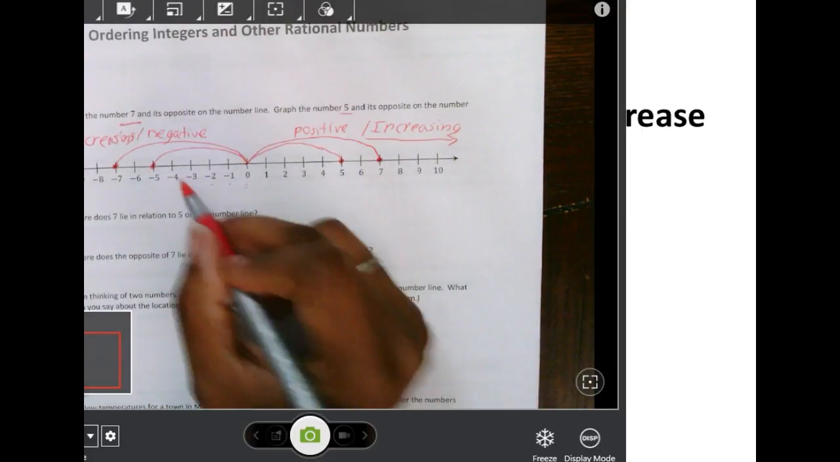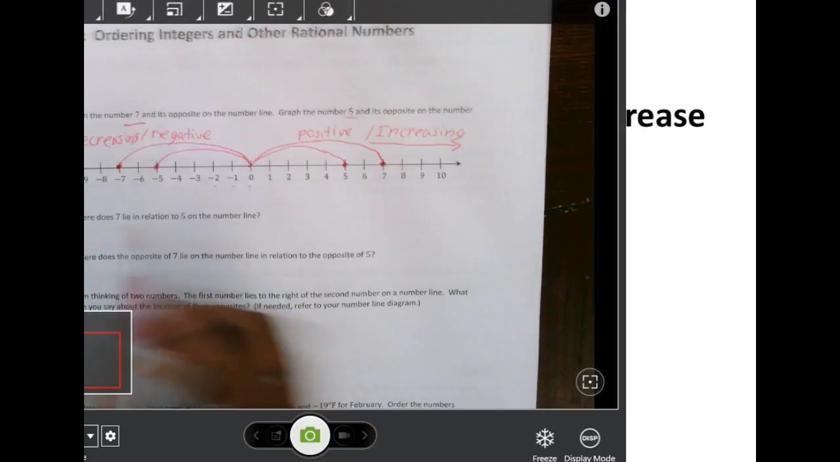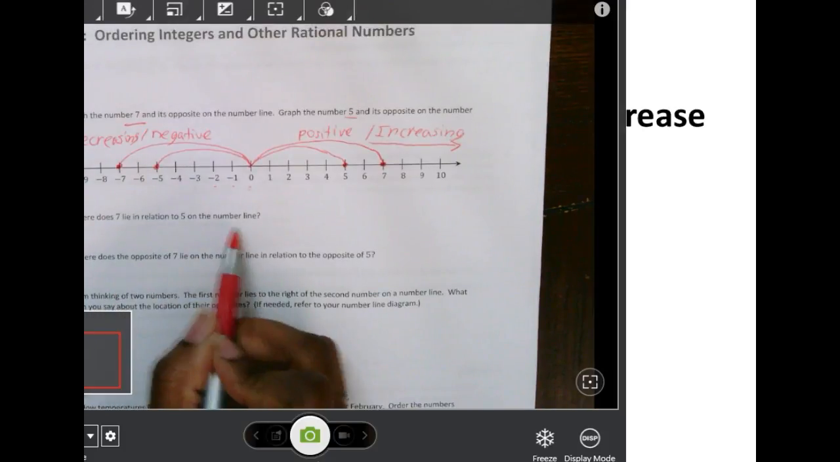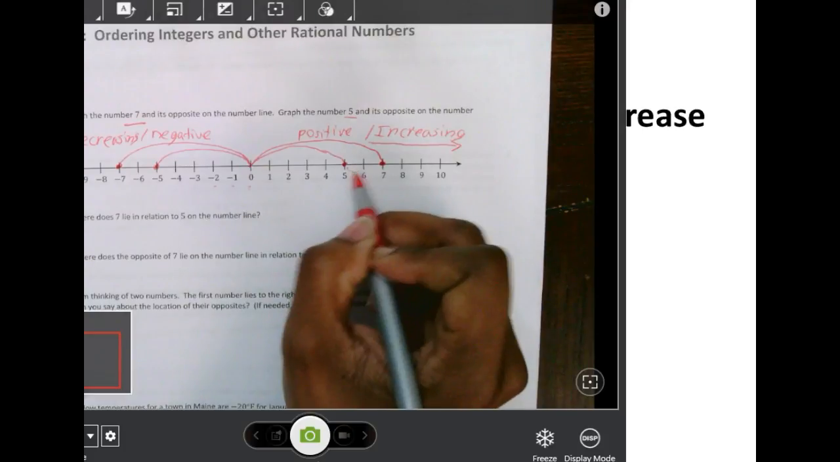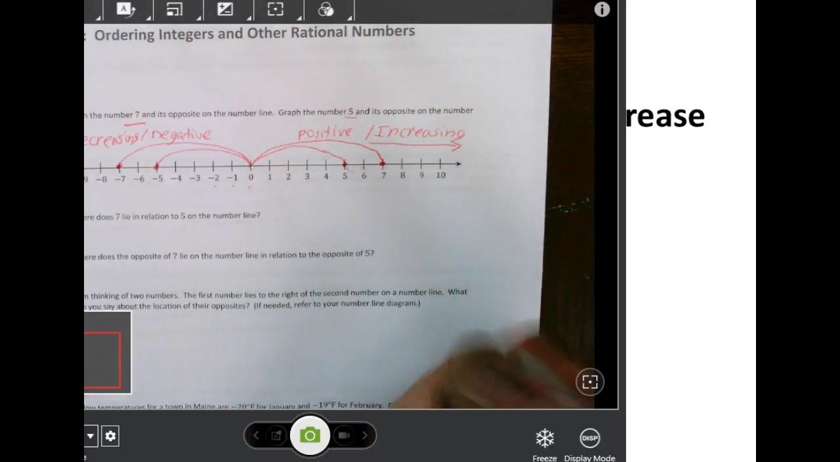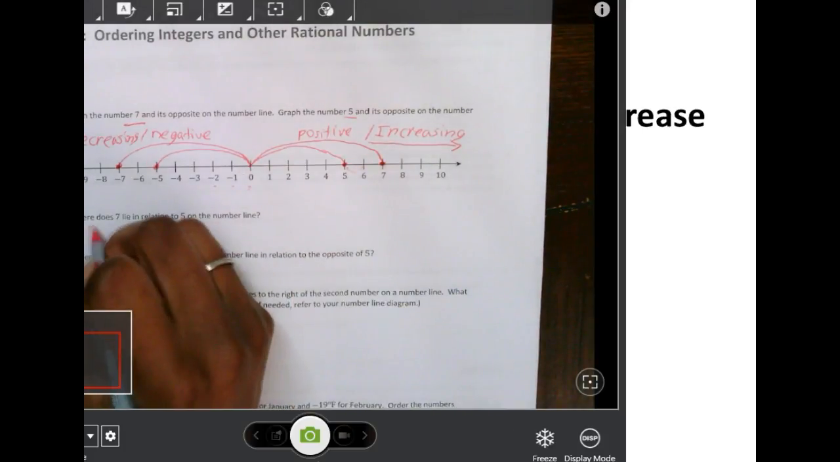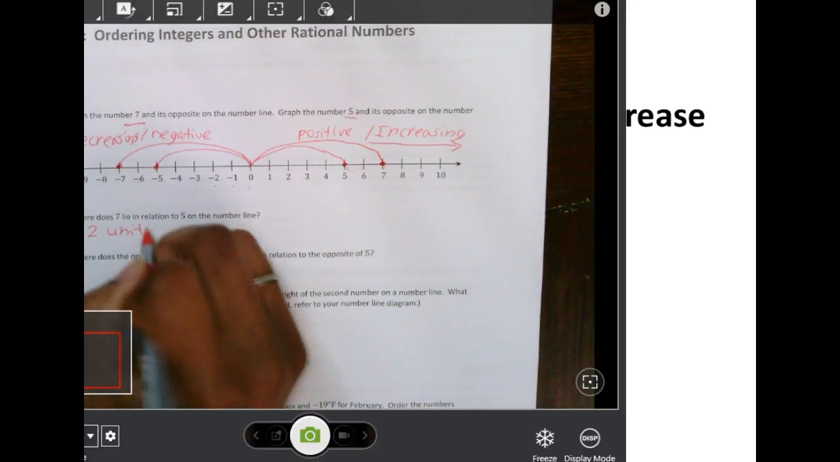So let's take a look. Where does 7 lie in relation to 5 on the number line? 7 is 2 units to the right of 5.